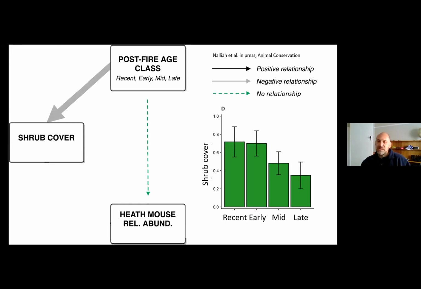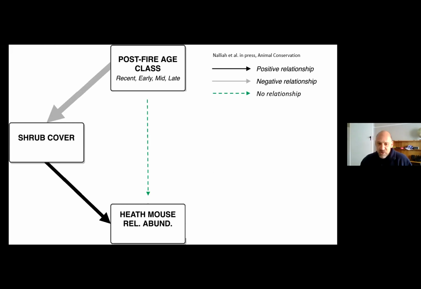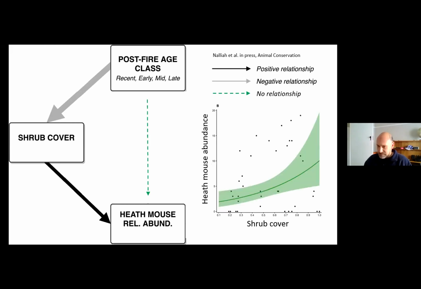And the relationship looks like this. We've got shrub cover on the y-axis and age class on the x-axis, and there is higher shrub cover in the recent and early age classes compared to mid and late. We also found a strong positive relationship between heath mice and shrubs. When shrub cover increases, so does heath mouse abundance. So although we didn't find a direct relationship between heath mice and fire, the fact that fire influences shrubs and shrubs influence heath mice indicates that fire may be influencing heath mice indirectly through its effect on shrubs.